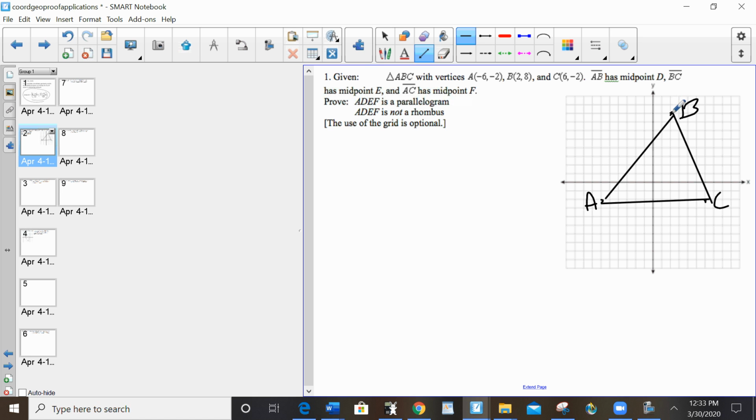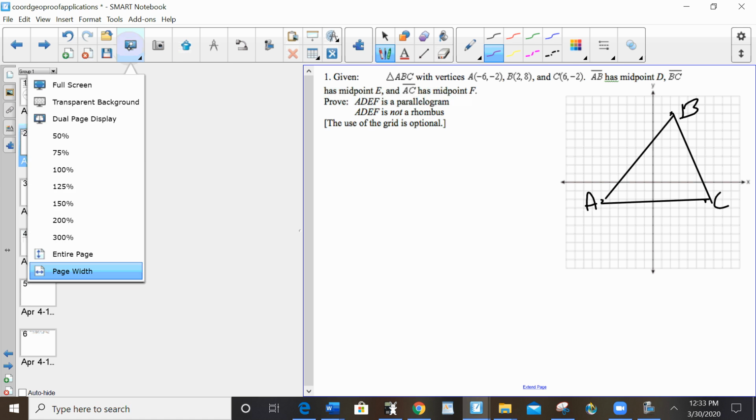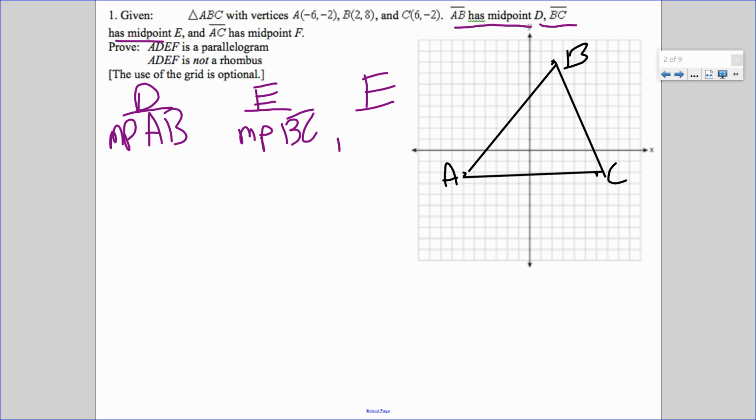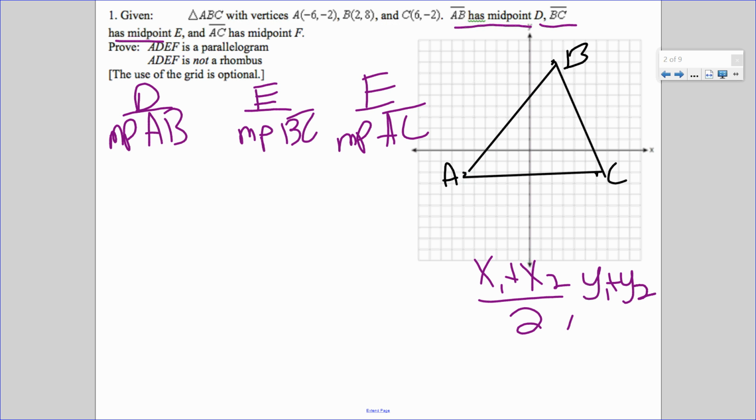All right, now it says that AB has midpoint D, so D is going to be the midpoint of AB. E is going to be the midpoint of BC, and F is going to be the midpoint of AC. So I'm going to have to calculate the midpoint using the midpoint formula, x1 plus x2 over 2, y1 plus y2 over 2. So I'm using the vertices here.